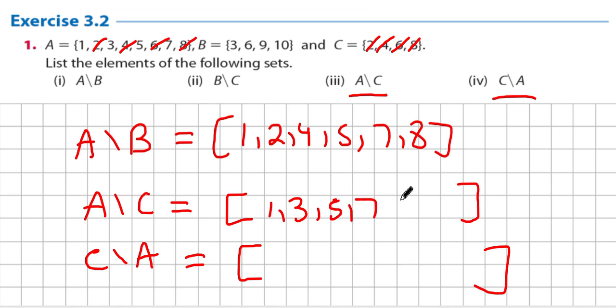Okay. Now, the next thing. Everything in C that's not in A. Well, that's going to be an interesting one. So, here's the issue. Everything in C that's not in A. Well, 2 is in A, 4 is in A, 6 is in A, and oh, in that case, it's empty.